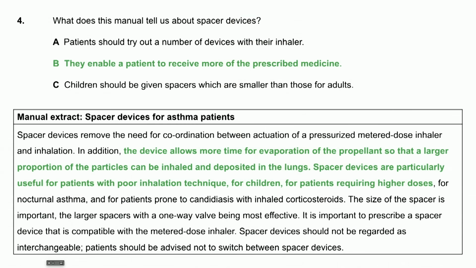I went to the question, I went through the answer options, and I remembered that in the text it said something about spacer devices being particularly useful for patients with poor inhalation technique, for children, for patients requiring higher doses. So the answer is B. They enable a patient to receive more of the prescribed medicine.